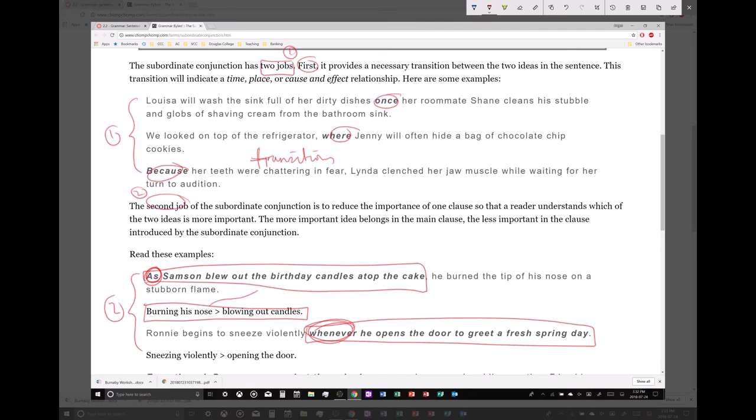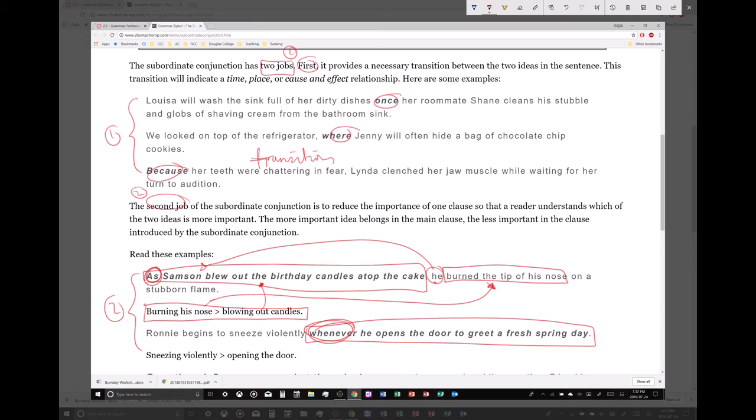Burning his nose, and then, which is this clause, and then blowing out the candles. So in this sentence you see, oh yeah, we are more interested, or it would catch more of our attention, that Samson burned his nose when he tried to blow out the candle.